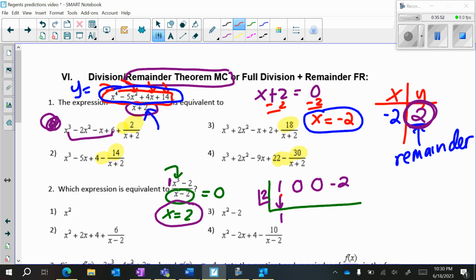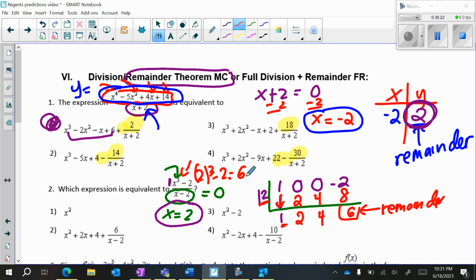So you bring down the first term like this, and then you multiply this times this. So 2 times 1 is 2. Now you add. 0 plus 2 is 2. Now you multiply. 2 times 2 is 4. Now you add. Now you multiply. And now you add. So notice I'm going to get a remainder of 6. If I had done the remainder theorem and plugged in 2 into the numerator here, 2 to the third minus 2, I would get 6.